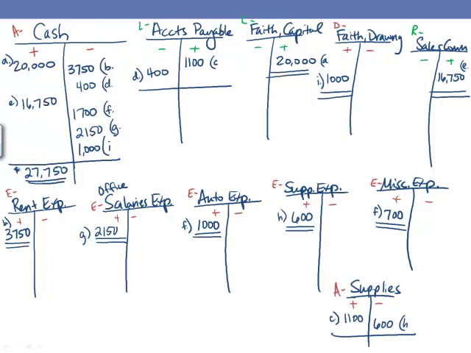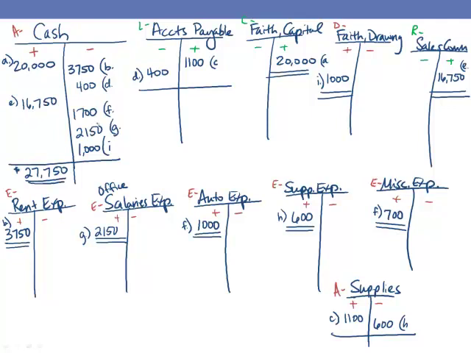Okay. I want to double check my numbers here. Okay, $27,750. And notice I put it on the debit side because it was positive. We have more on this side than we do on the right side.